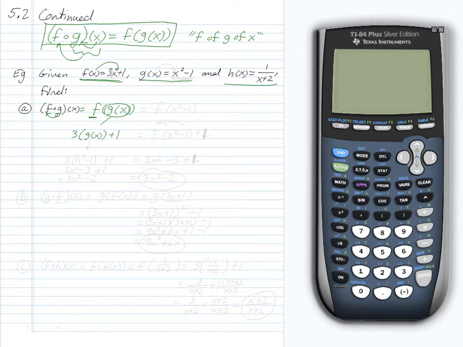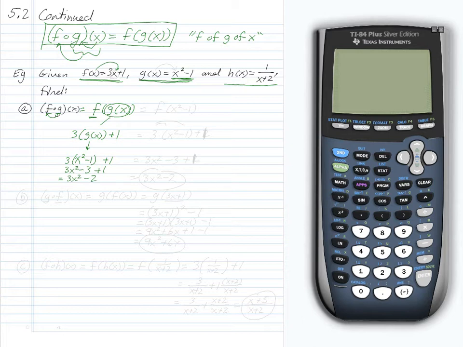And then we can figure that g of x is equal to x squared minus 1. So we can make that replacement, and we're still multiplying by 3, and we're still adding 1. So this is 3x squared minus 3. Remember, we have to distribute that 3, plus 1. So we get 3x squared minus 2.